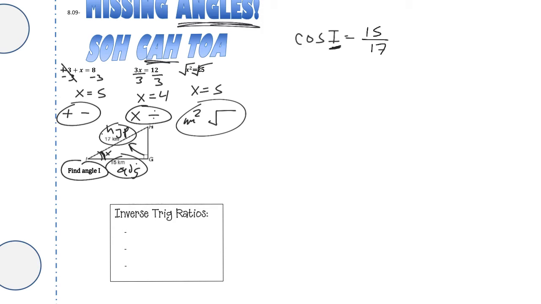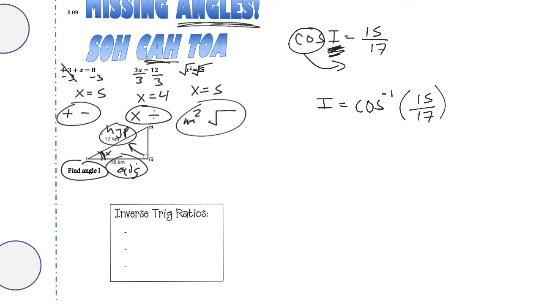So I want to solve for I, or isolate I. That means I've got to move my cosine over. So I have to do the inverse of cosine. Now the inverse of cosine is called inverse cosine. It's literally just cos with a little -1. It's a button on your calculator. You just hit second, cosine.